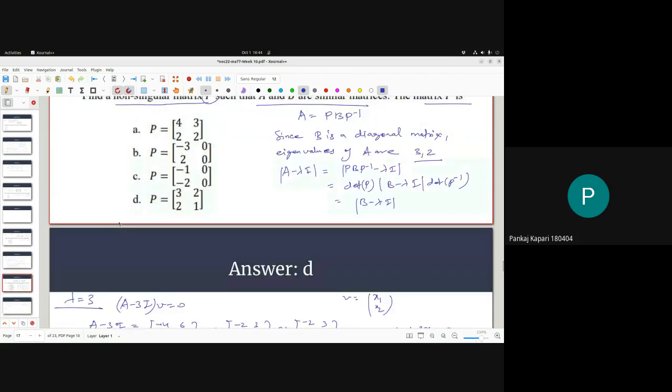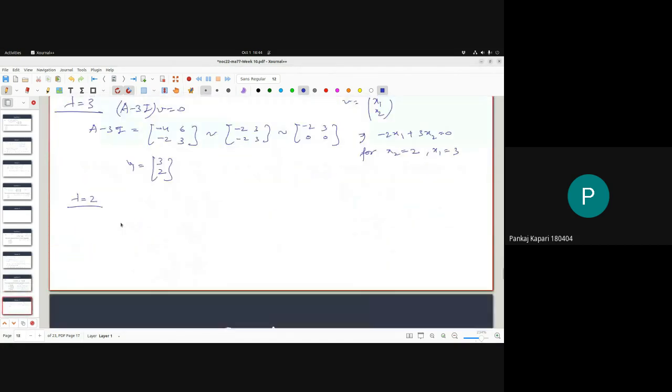Now let's do this for lambda equal to 2. For that, A minus 2 times identity is equal to minus 3, 6, minus 2, 4. Divide the first row by 3, then you have minus 1, 2. Divide the second row by 2, then you have minus 1, 2. Now subtract the first and second rows, and we have 0, 0. Again, there is only one pivot column, so there is one free variable. So we have one linearly independent eigenvector.